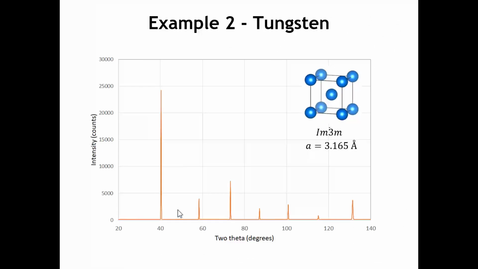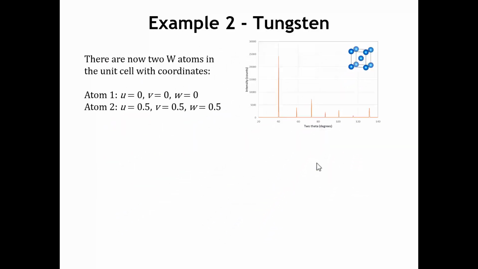All right, let's do an example that's a little more complicated. Let's at least have a second atom in the unit cell. Now we have the opportunity for either constructive or destructive interference from waves that are scattered off the atom at the origin and the atom that's at the body center. The example that I'm going to use here is tungsten. All right, now we have two atoms in the unit cell. One at the origin, so u, v, and w are all 0 for that one, and one at the body center, where u, v, and w are all 1/2.